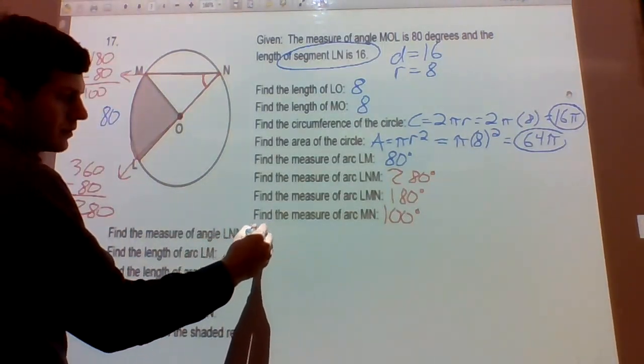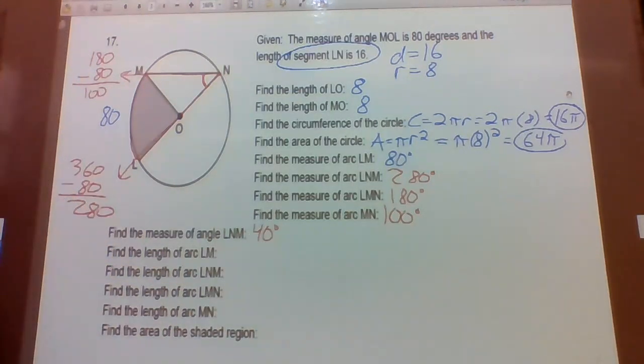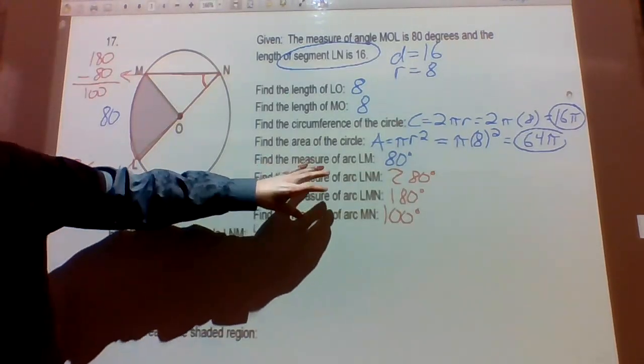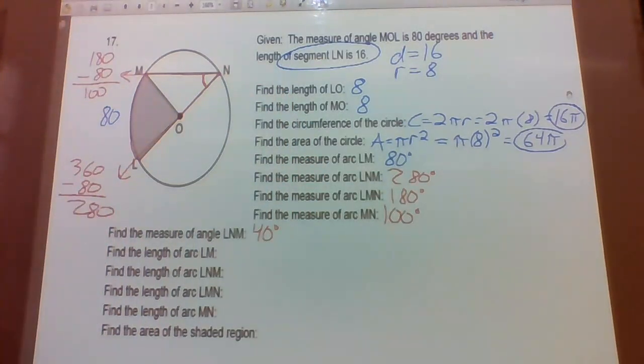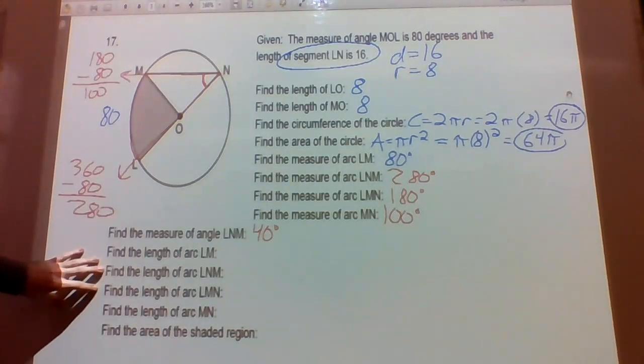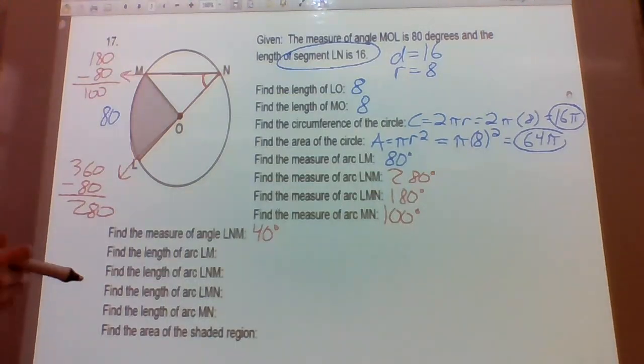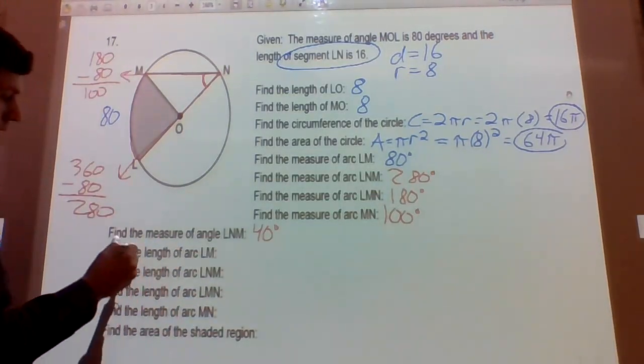Right? 40 degrees. Now we're on to arc length. So right now we've been finding the measure of an angle. We found the measure of arcs. We found the area, the circumference, some of the lengths. We found the radius. Now we want to find the length of the arc. We found the measure for all four of these arcs. Now we want to find the length for all four of them.